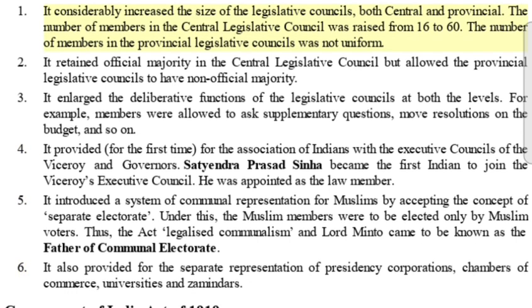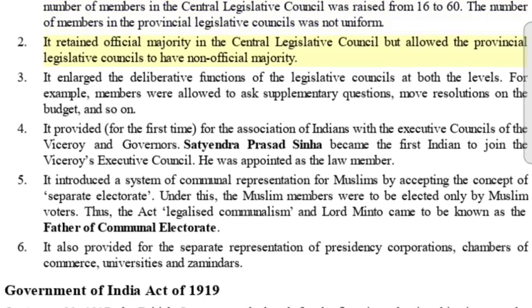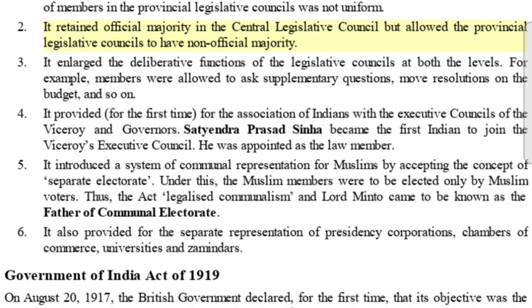It considerably increased the size of the legislative councils, both central and provincial. The number of members in the Central Legislative Council was raised from 16 to 60. The number of members in the provincial legislative councils was not uniform. It retained official majority in the Central Legislative Council but allowed the provincial legislative councils to have non-official majority.